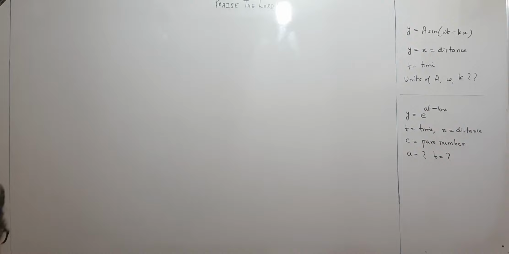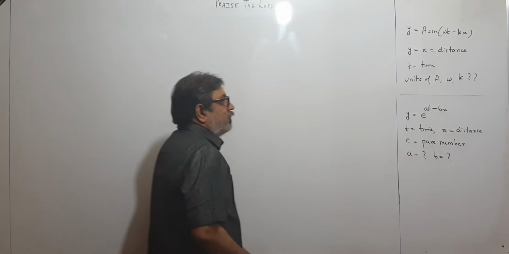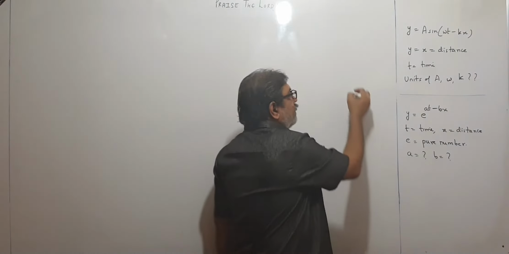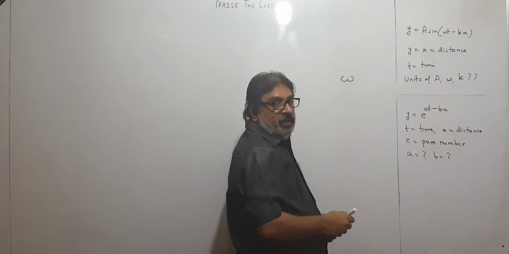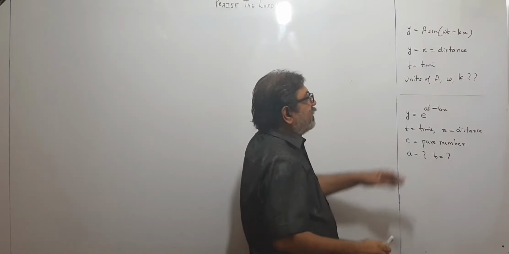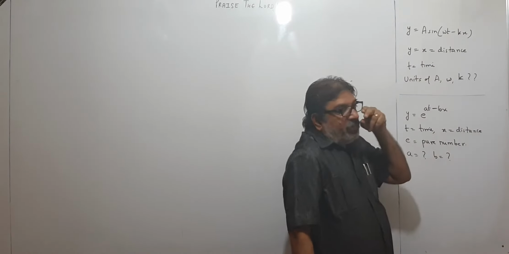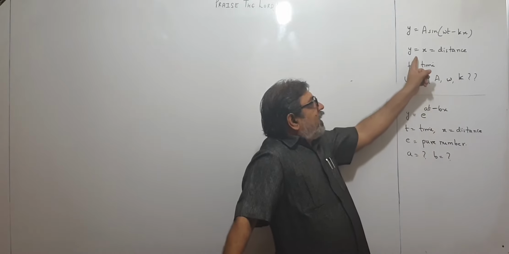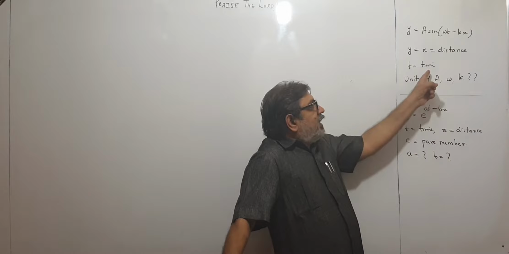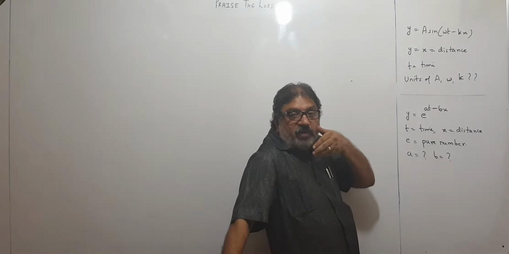Look children, equation given to me is y equal to a sin omega. We don't say w, we say omega. It is a Greek alphabet, and it is the last Greek alphabet you should be knowing. So a sin omega t minus kx, that is the equation. Y and x represent distance, means their units will be meter. T represents time, so unit will be seconds for T.